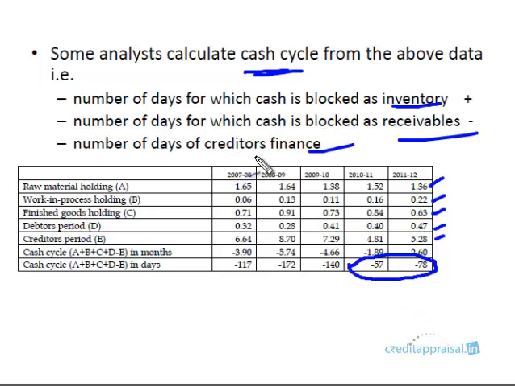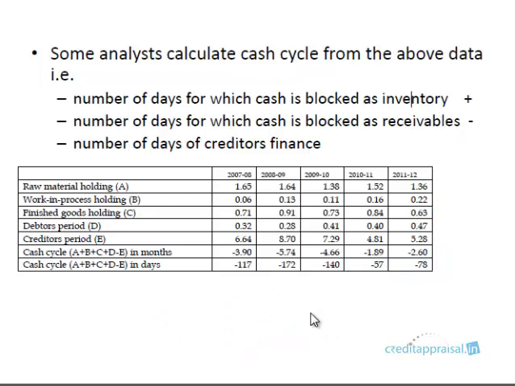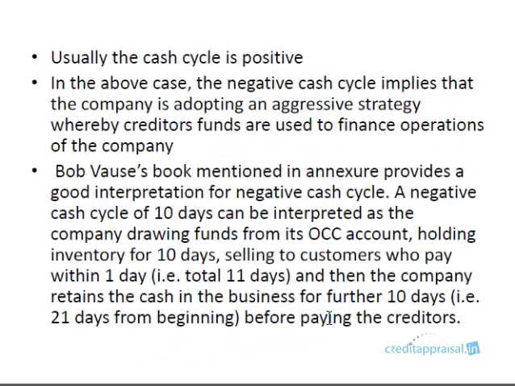What does it actually mean, the physical interpretation, for the cash cycle to be negative? I think we have in the references a very good book by Bob Ross on how to interpret this. Please go through it. I think the relevant section has a very good interpretation of what a negative cash cycle basically means. Say, for example, a negative cash cycle of 10 days can be interpreted like this.